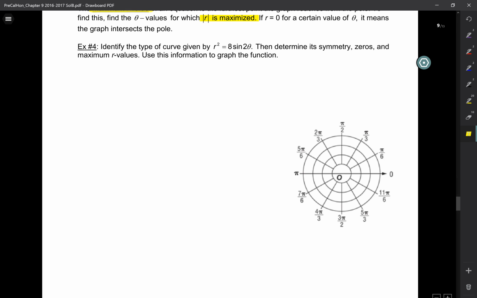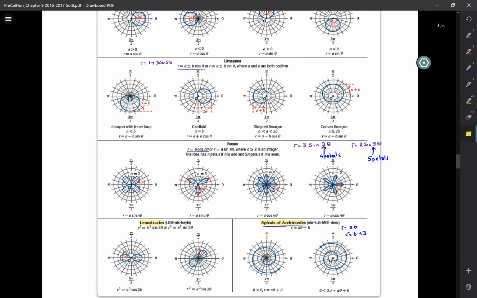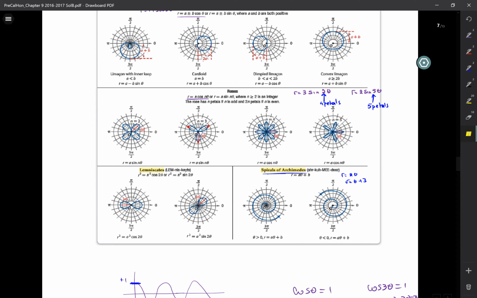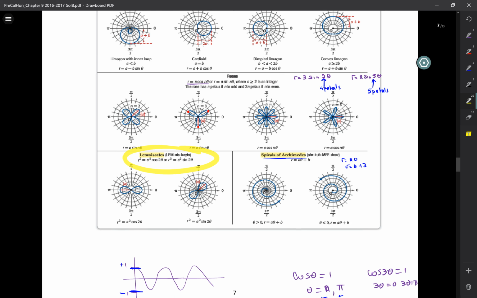So look at this one. R squared is equal to 8 sine 2 theta, right? What shape would that be? Here, R squared is equal to something or other. It's this one down here, right? A lemniscate. So this is what it's going to look like, right? So now we know what it's going to look like.